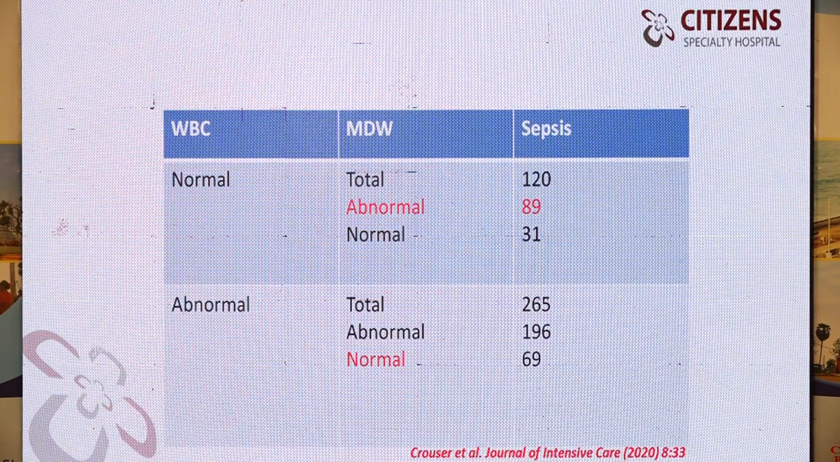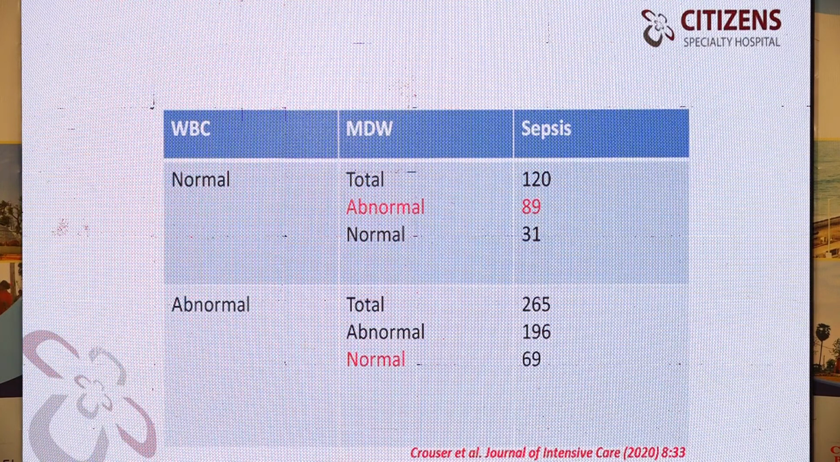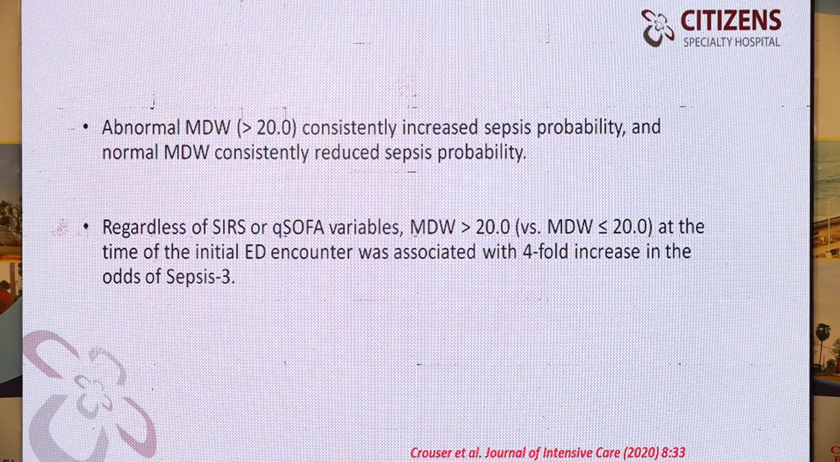The most common thing when a patient has sepsis is that we look at the WBC. Among patients with a normal WBC, of 120 patients having sepsis, the abnormal MDW is present in 89 patients and a normal MDW in 31 patients. In patients with an abnormal WBC, the normal MDW is present in 69 and abnormal in 196 patients. So consistently, an MDW of more than 20 increases the sepsis probability, and a normal MDW reduces the sepsis probability.